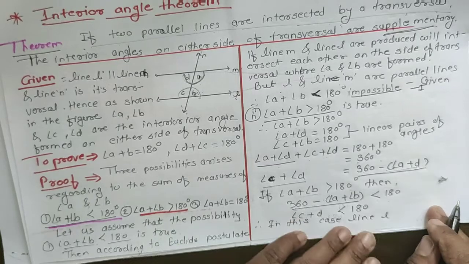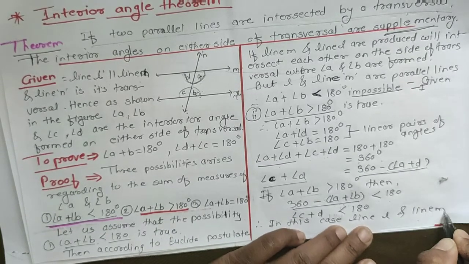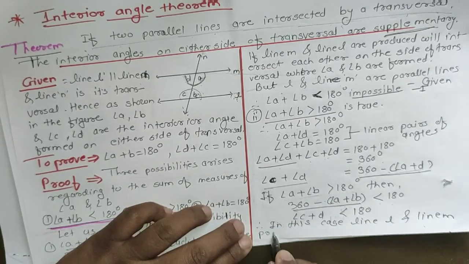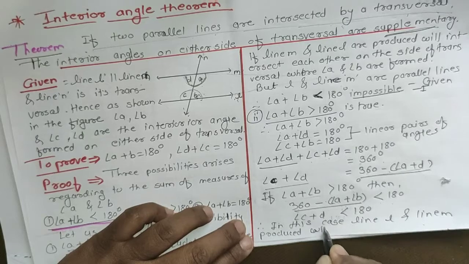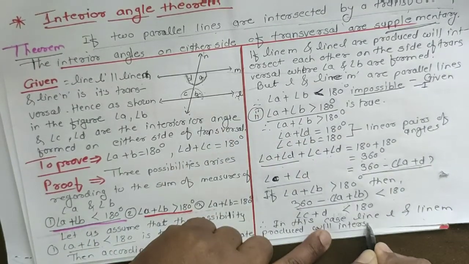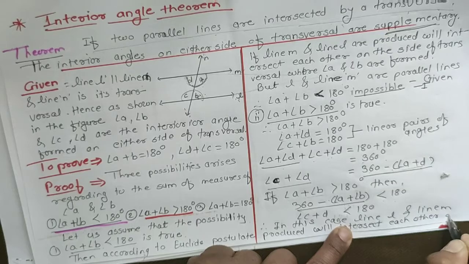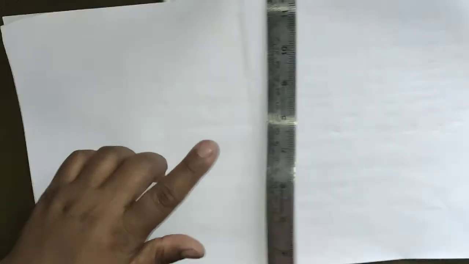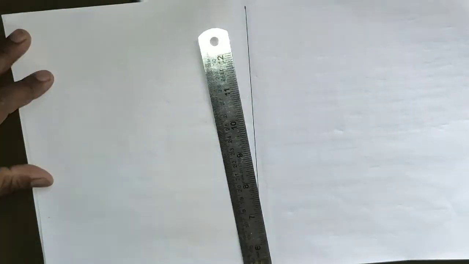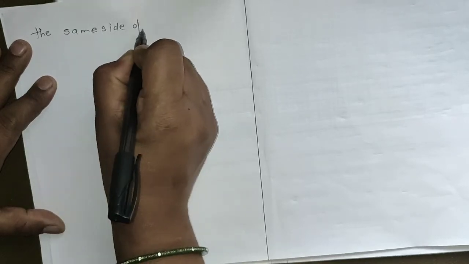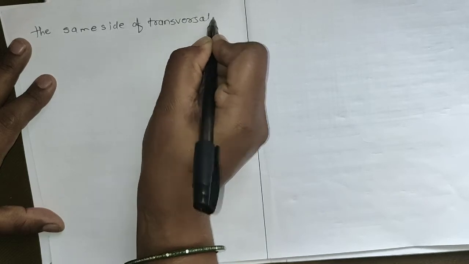Line L and line M, what happens? Produced, they will intersect each other on, we will see it on next page, on the same side of transversal, on the same side of transversal. Okay, same side of transversal.